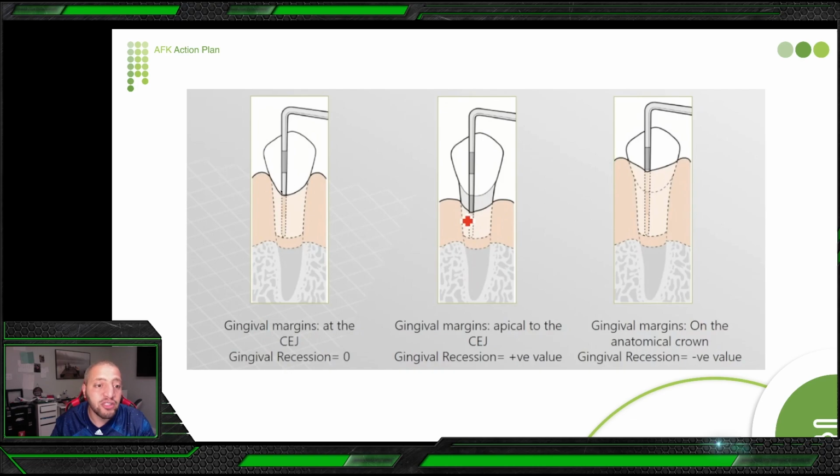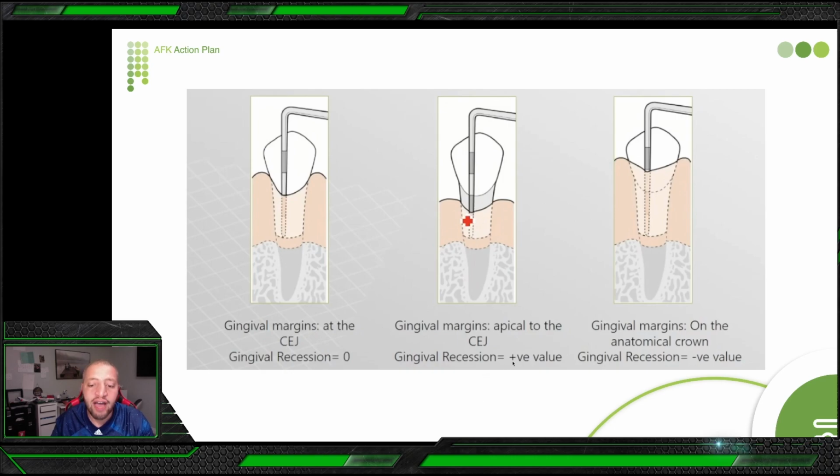Correlation between these two landmarks is important, as clinical attachment loss is measured from the cemento-enamel junction to the depth of the pocket, and probing depth is measured from the gingival margin to the depth of the pocket. So let's think about the other two scenarios. You see here the gingival margin is apical to the cemento-enamel junction. So as you conclude now, the attachment loss will be measured from here to the depth of the pocket, but the probing depth will be less.